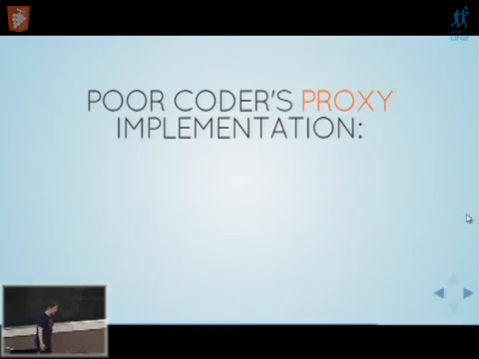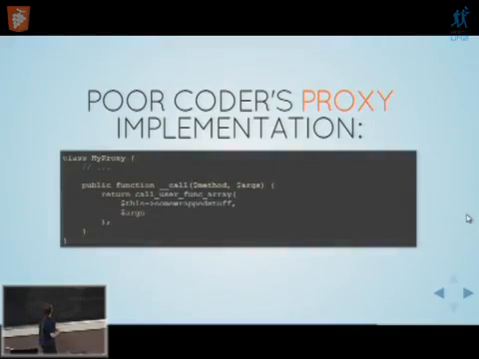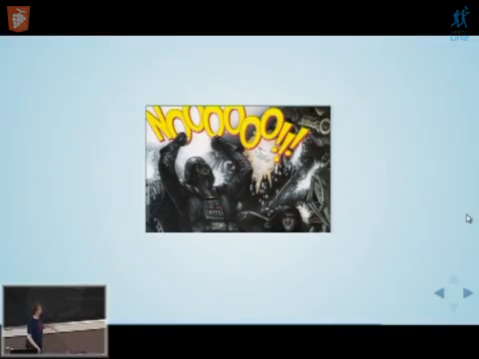The poor implementation that I often see, and which is quite common, and that's just because PHP allows magic out of the box, is this one. So the poor coder's implementation is to just use the __call method and proxy every method call to a wrapped instance of the object. Please don't do this. Absolutely, don't do that. That's evil.